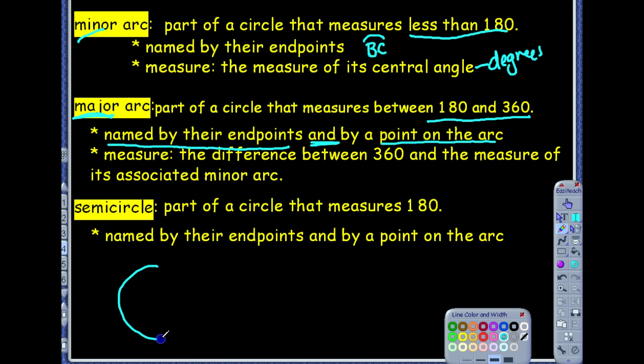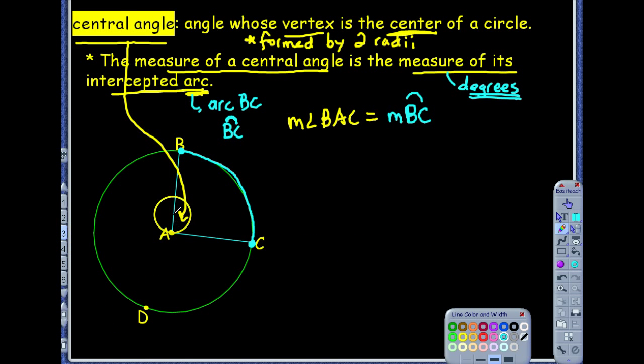So if I draw a picture here, we could even go back to the last one. Sure, let's just go back to the last one since we already had the picture. We know that arc BC is a minor arc. What would be a major arc on this one? Well, something more than 180 but less than 360, because 360 would be the whole circle. And you said name it with its 2 endpoints and a point that's on the arc.